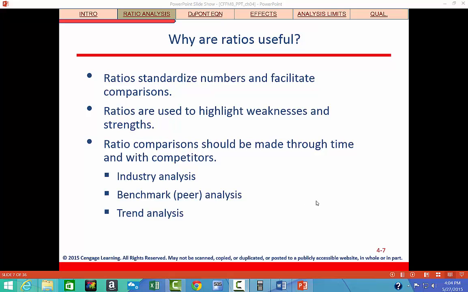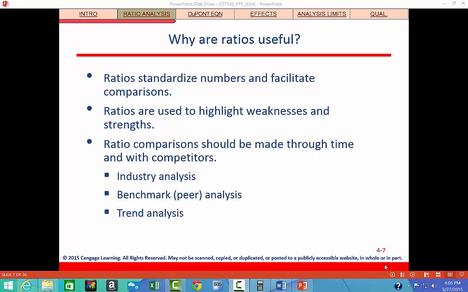That helps us to compare to see how this company is doing relative to this other company. They're also important because they can point out weaknesses in the firm and their strengths. And ratios are used by managers to help improve the firm's performance. Ratios are used by lenders to help evaluate the firm's likelihood of repaying debts. And ratios are used by stockholders to help forecast future earnings and dividends.